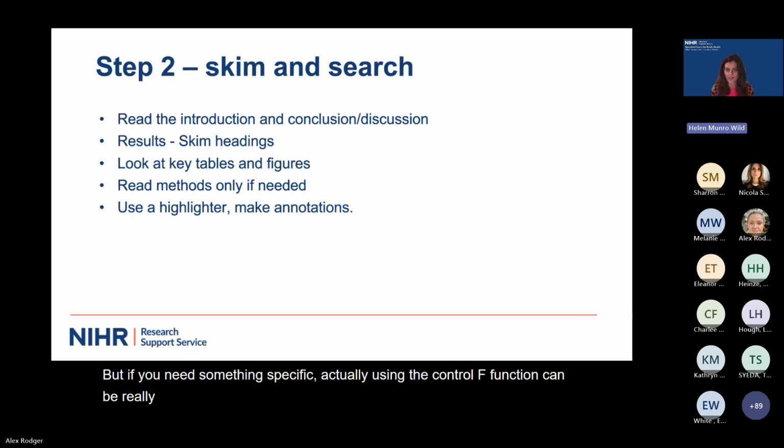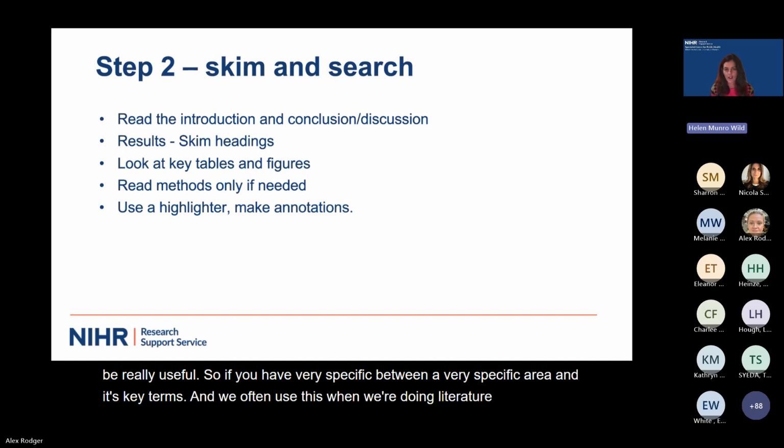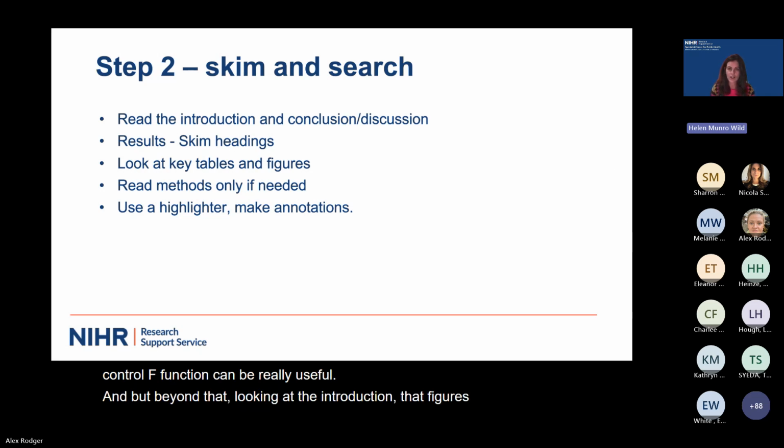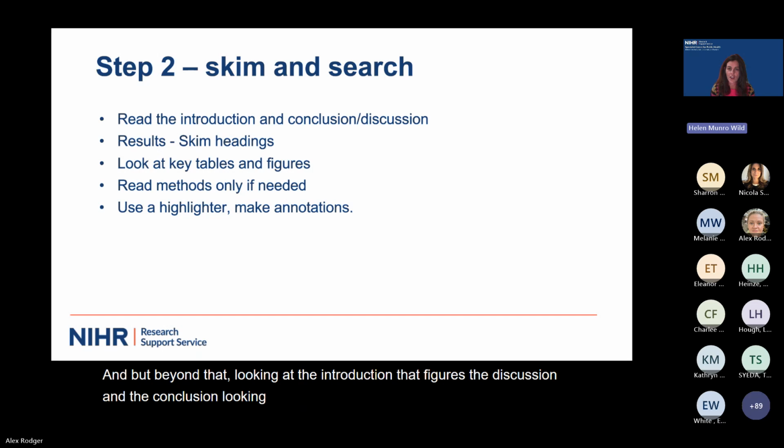If you're looking in a very specific area and there are key terms, and we often use this when we're doing literature searches, looking through a large volume of papers for specific things, then that Control F function can be really useful. But beyond that, looking at the introduction, the figures, the discussion, the conclusion, and looking for some of those key terms can often tell you most of what you need to know.